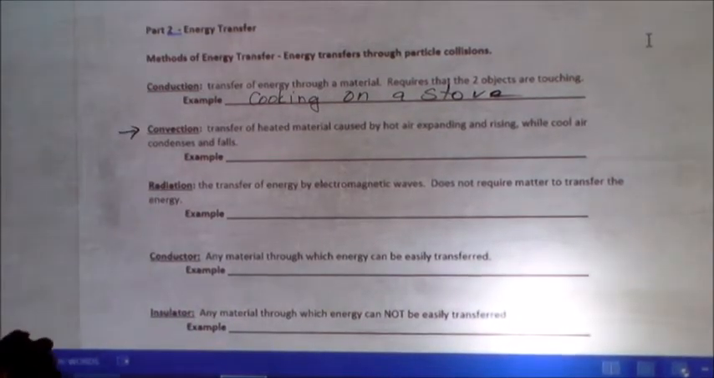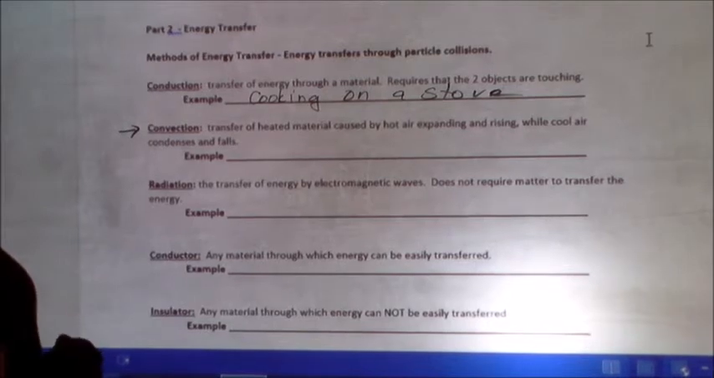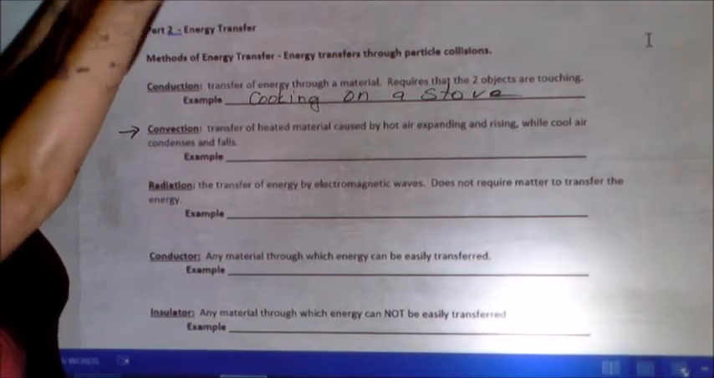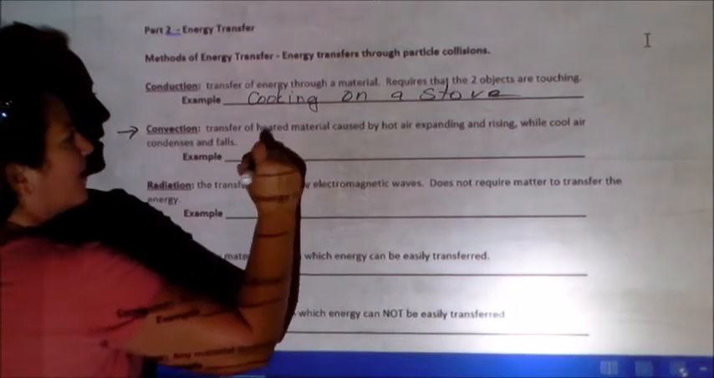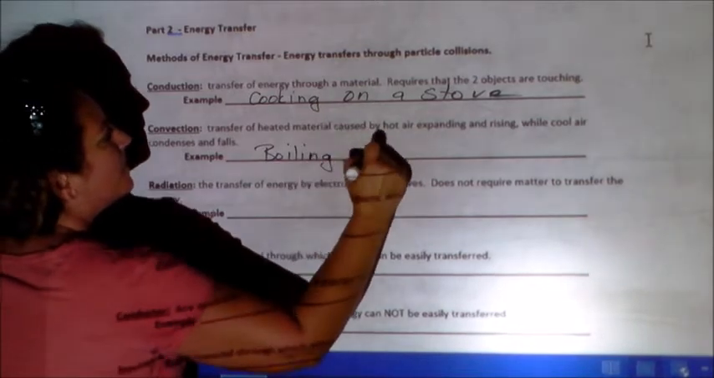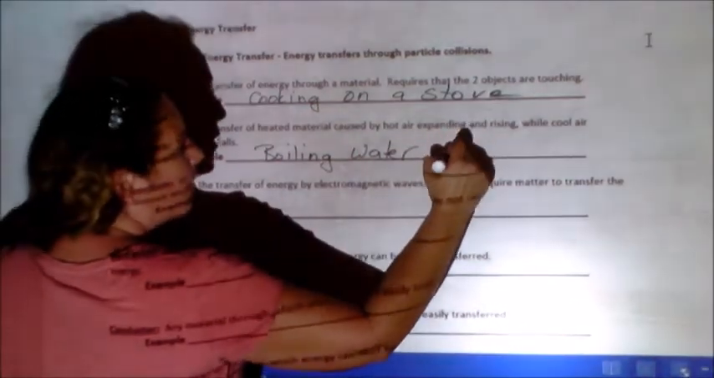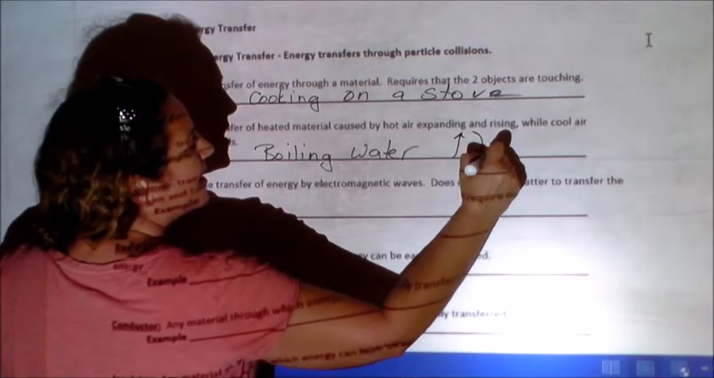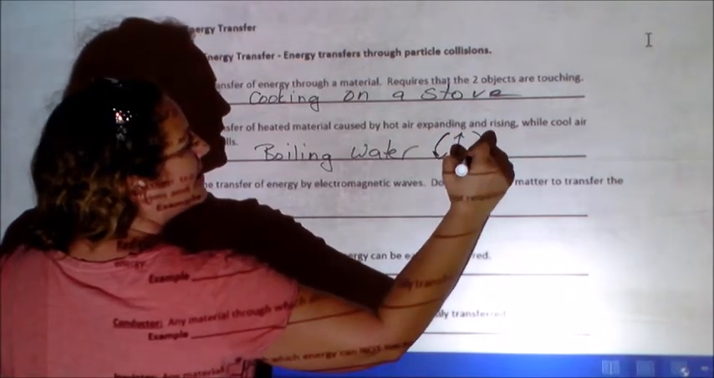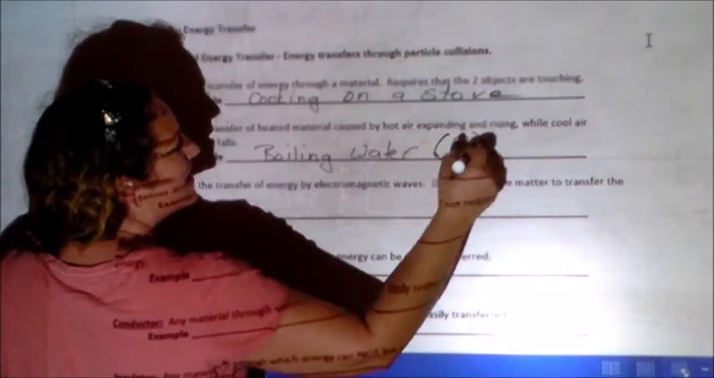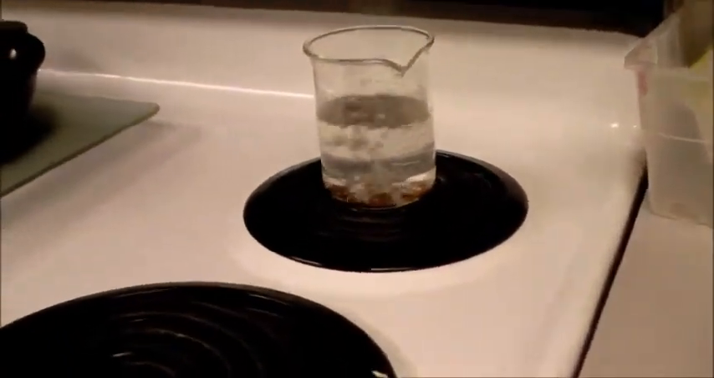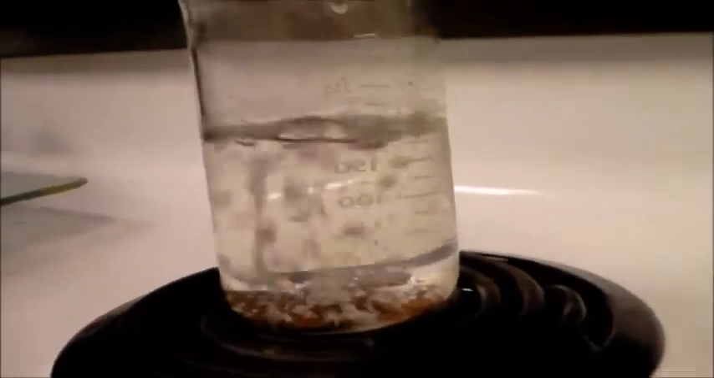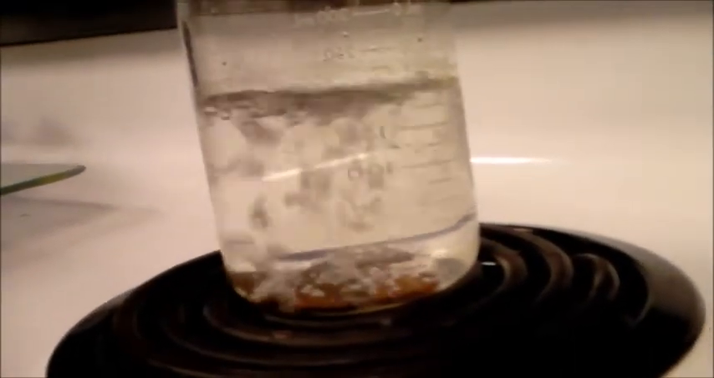Convection is the transfer of heated material caused by hot air expanding and rising and cool air condensing and falling. An example is boiling water. The hot water rises, and then the cool water sinks. And then rises, and then sinks, and then rises and sinks, and you get this convection current. Let me show you. Here is an excellent example of convection, when hot particles rise and cold particles fall.